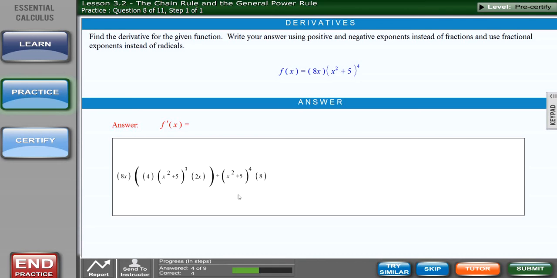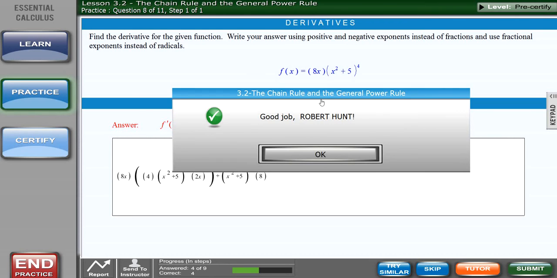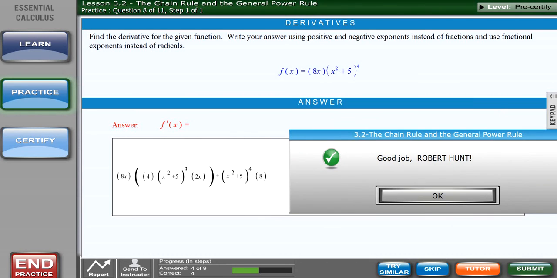Okay, so 8x is first. That big set of parentheses there contains d second. Plus second is x squared plus 5 to the 4th. And then d first at the end is 8. So there we go. Again, you don't have to do any simplification.